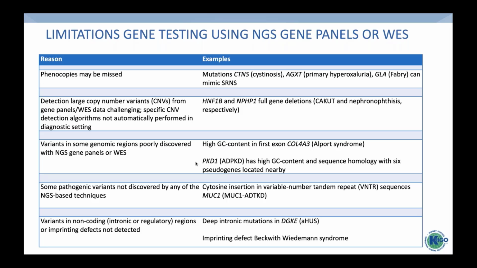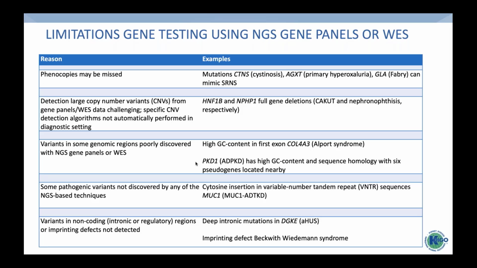First of all, phenocopy disorders may be missed. You may have seen a patient who has what looks like a particular phenotype, and you order a specific test targeting the genes that you believe are associated with that phenotype. But what if in this circumstance, the phenotype is actually a phenocopy? Some good examples of this are things like cystinosis, hyperoxaluria, and Fabry disease that at times can mimic inheritable forms of podocytopathies or nephrotic syndrome.